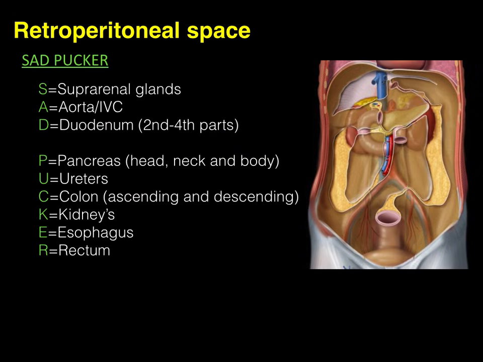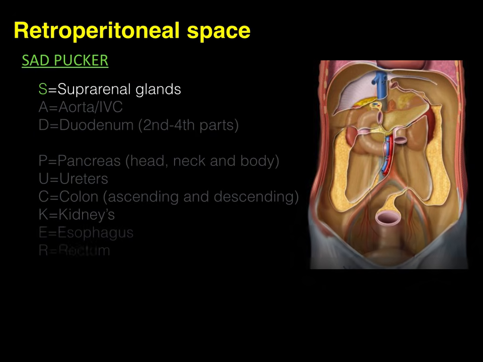All right, so the retroperitoneal space consists of the organs SAD PUCKER, which is an acronym for suprarenal glands, aorta, duodenum, pancreas, ureters, colon, kidneys, esophagus, rectum. All right, so we're going to focus on the suprarenal glands, aorta, inferior vena cava, because the other organs have been covered in other tutorials, but we cover them because they're contained within this space.